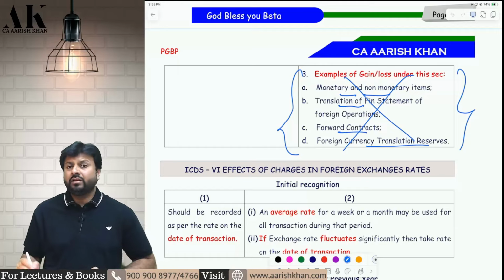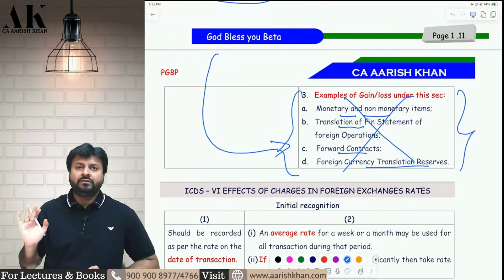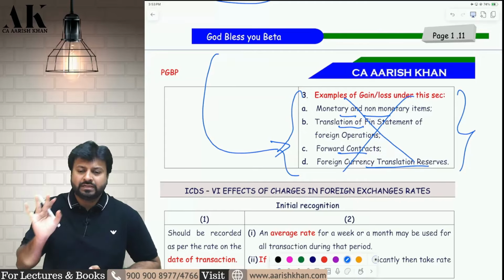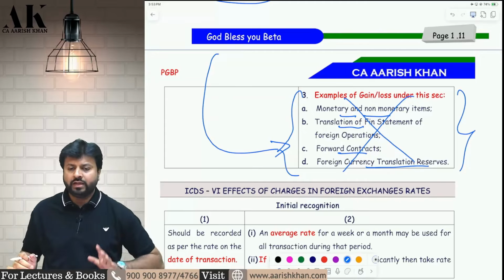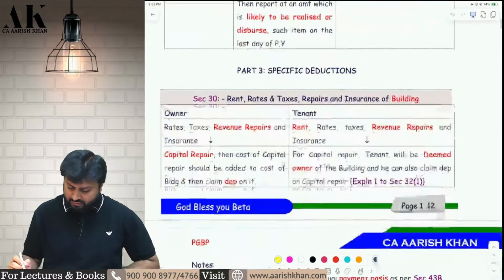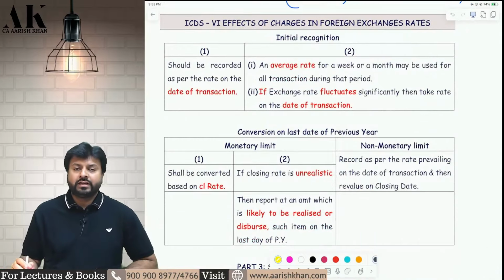Don't rely on this. Whatever gain or loss which is other than 43A will come in 43AA, and in 43AA you have to treat the way you treat in accounts. As simple as that. Okay, I hope it is clear to all of you. Now one last thing is there over here which talks about ICDS on foreign exchange rates.